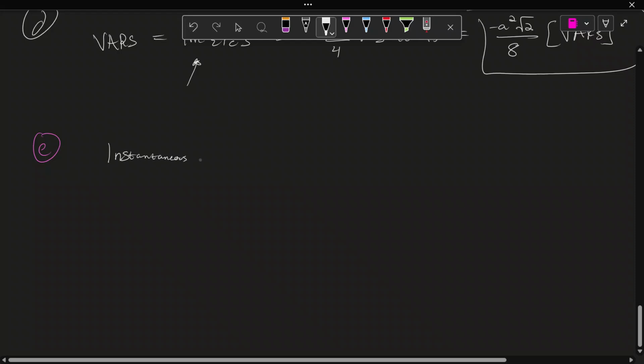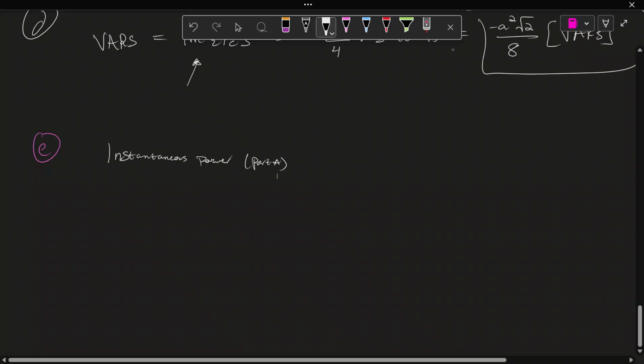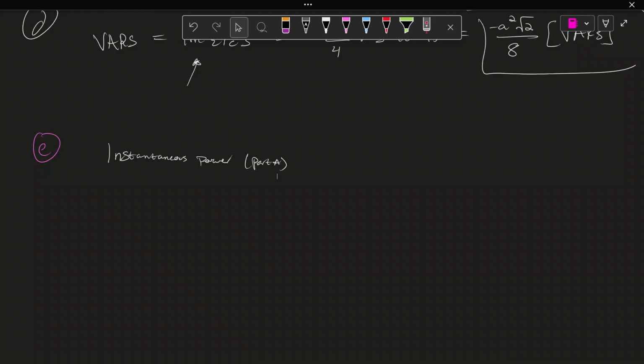Instantaneous power. This is part A. Part A was asking us for the instantaneous power. We're going to have to take the time average of the instantaneous power. Well, what exactly is instantaneous? What is the time average instantaneous power? Well, what we're going to have to do is to find the time average.